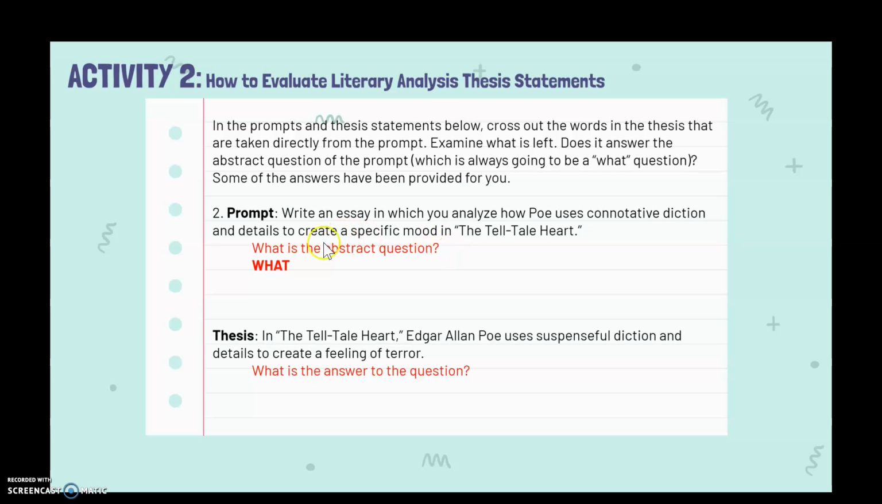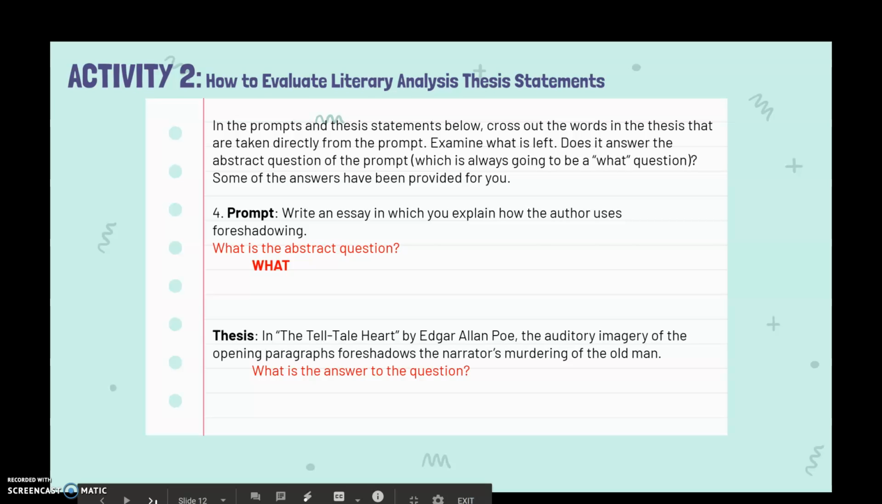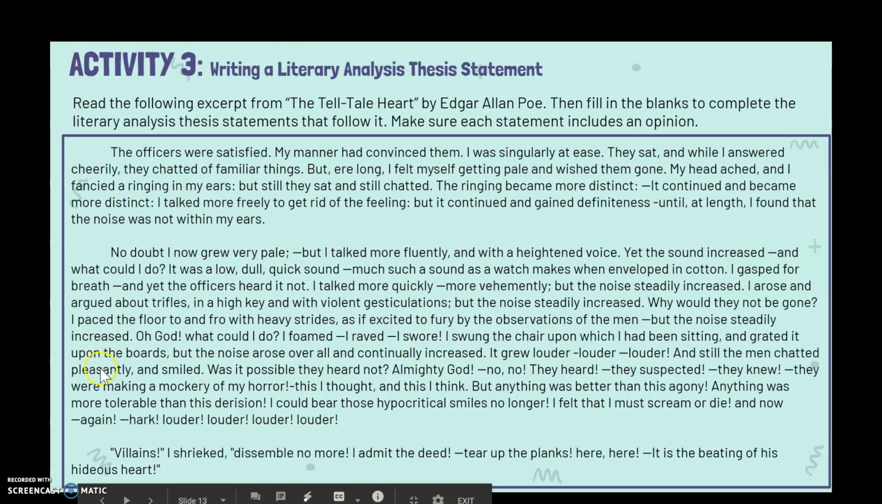What is the abstract question? I started it here. What? And then I want you to type out the abstract question. Here's the thesis statement. In The Telltale Heart, Edgar Allan Poe uses suspenseful diction and details to create a feeling of terror. In this thesis statement, mark out any words that were taken directly from the prompt and examine the rest. What is the answer to the abstract question in what's left? So we're going to do that here, on this slide, this one, and let's get to activity 3.